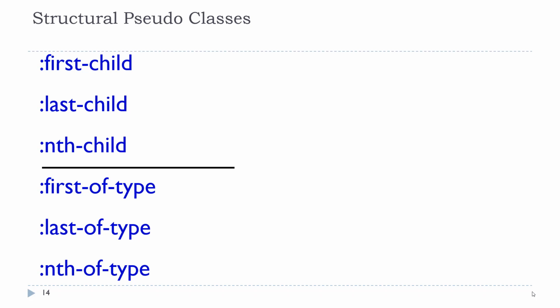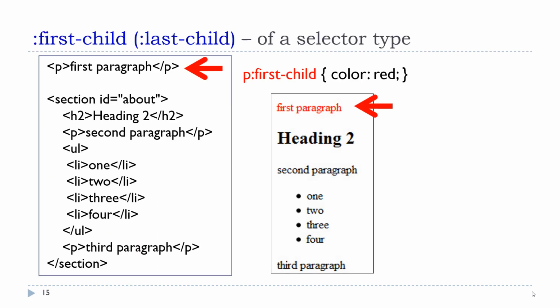We have what are called structural pseudo-classes. They refer to the relationship of the element in the layout, usually in the parent-child layout. Most commonly, we have the first child, the last child, the nth child. We also can identify a pseudo-class by the type of element: the first of type, the last of type, and the nth of type. Here's an example of the first child structural pseudo-class. And there is also a last child, which functions the same way.